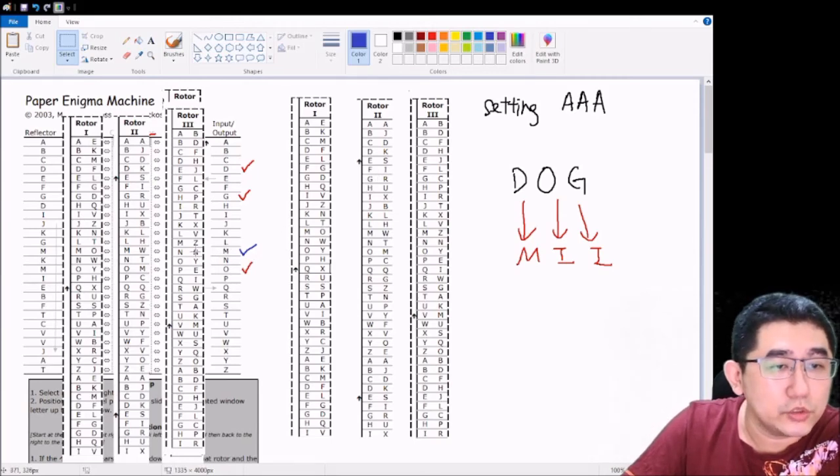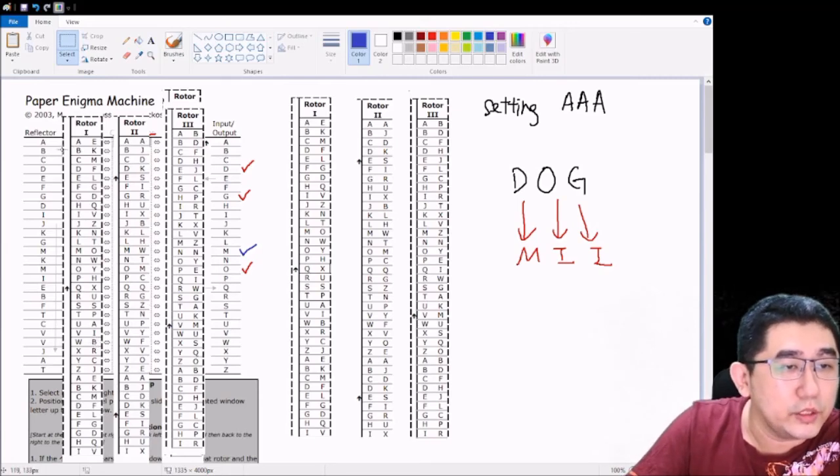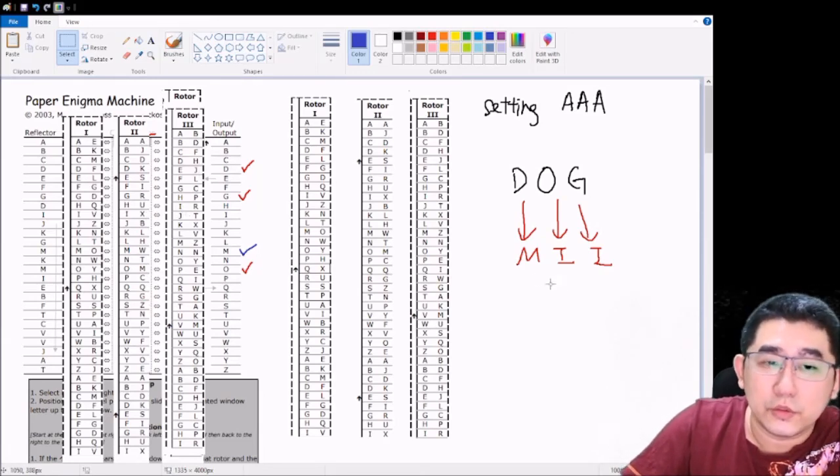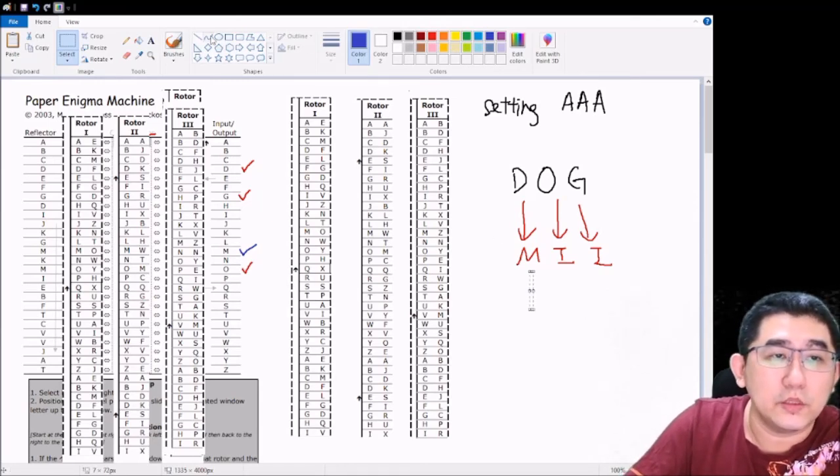M goes to N, N goes to W, W goes to the W over here, goes to B. B goes to this B, goes to the reflector B, goes to the other side of the B, goes to R. R goes to R over here, goes to X. X goes to X, goes to J. J goes to J, comes back to D. So the first letter works.